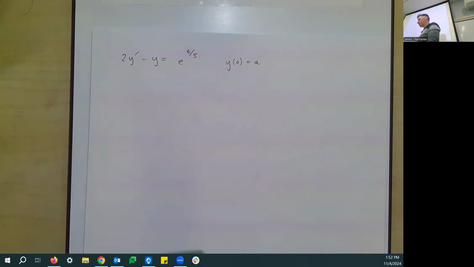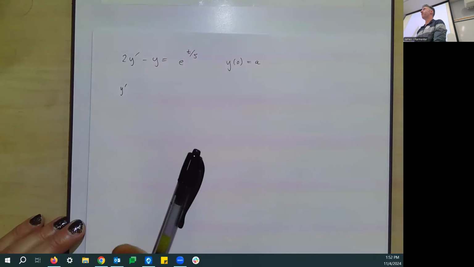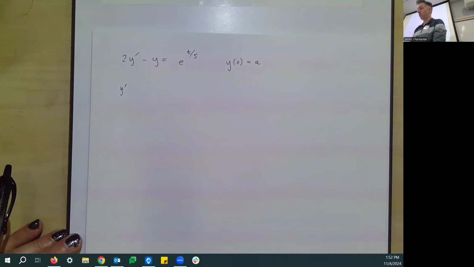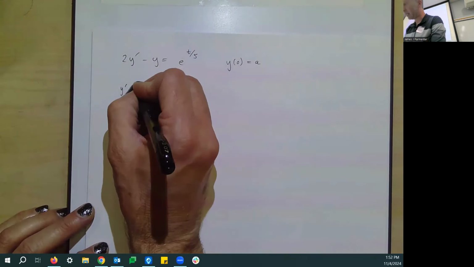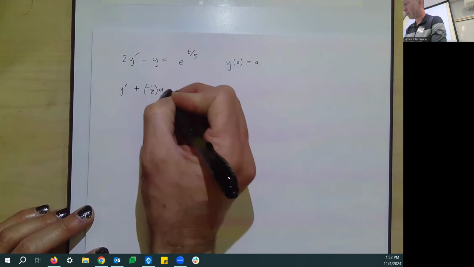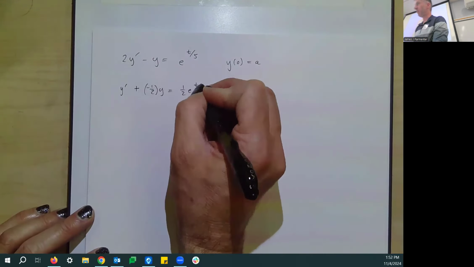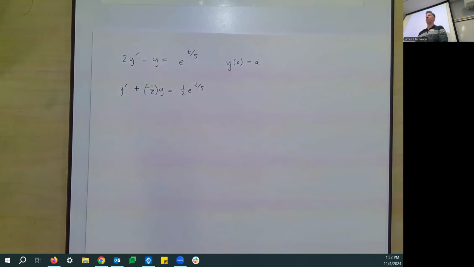And even though we're close, we are not written in the standard form. What should I divide the whole thing by? 2. I'm going to write it as y prime, and I do really recommend forcing a plus sign here. I really can't stress that enough. Plus, and then it's going to be negative 1/2 times y equal to 1/2 e to the t over 5. It's going to make it easier for you to remember that your p of t is negative 1/2.